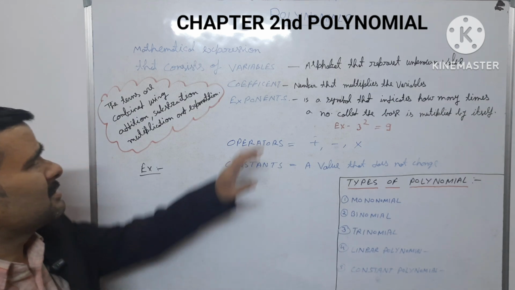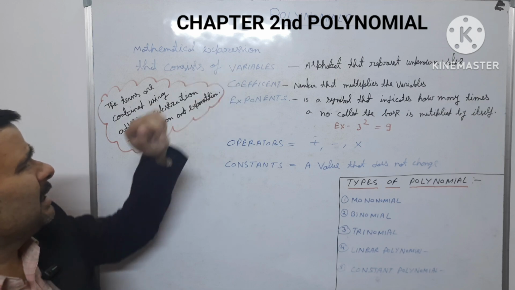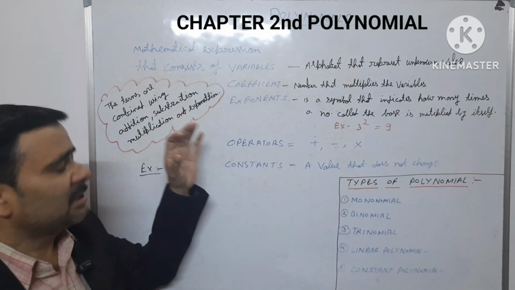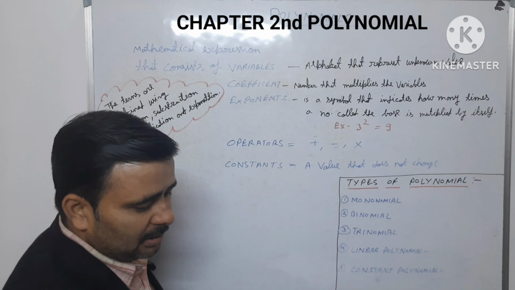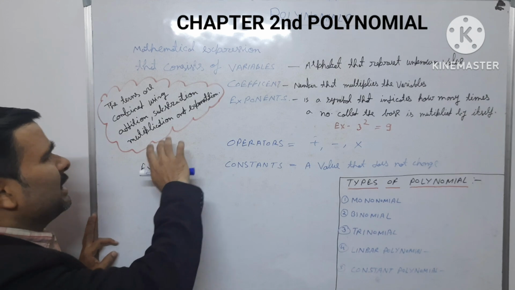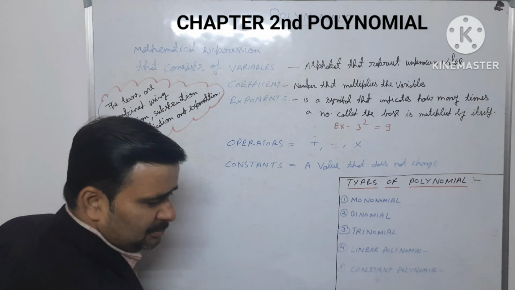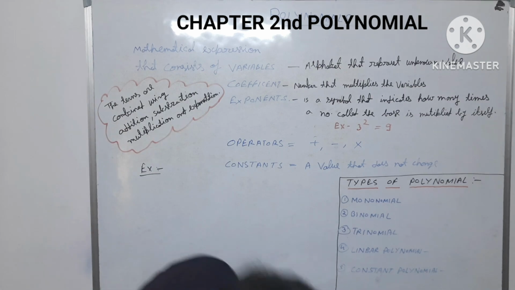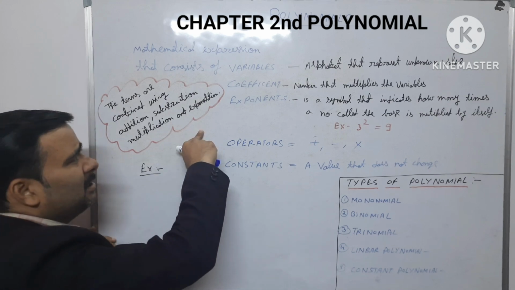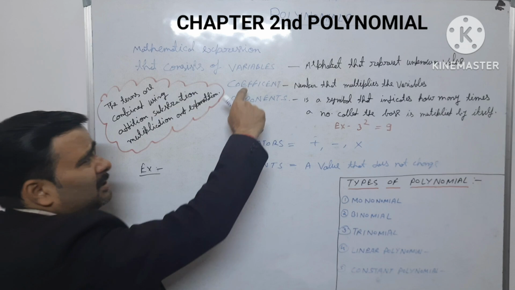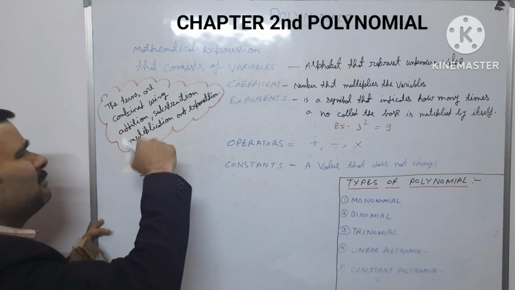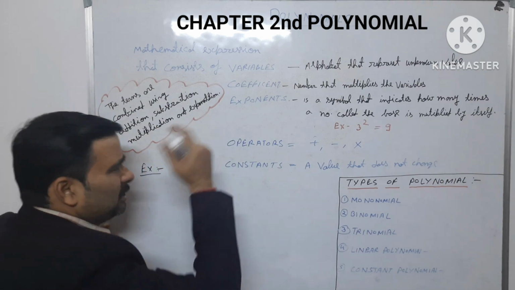As we know, a polynomial is a mathematical expression that consists of variables, coefficients and exponents, and the terms are combined using addition, subtraction, multiplication and exponentiation. That is to say, the variables, coefficients and exponents are combined using addition, subtraction, multiplication and exponentiation.